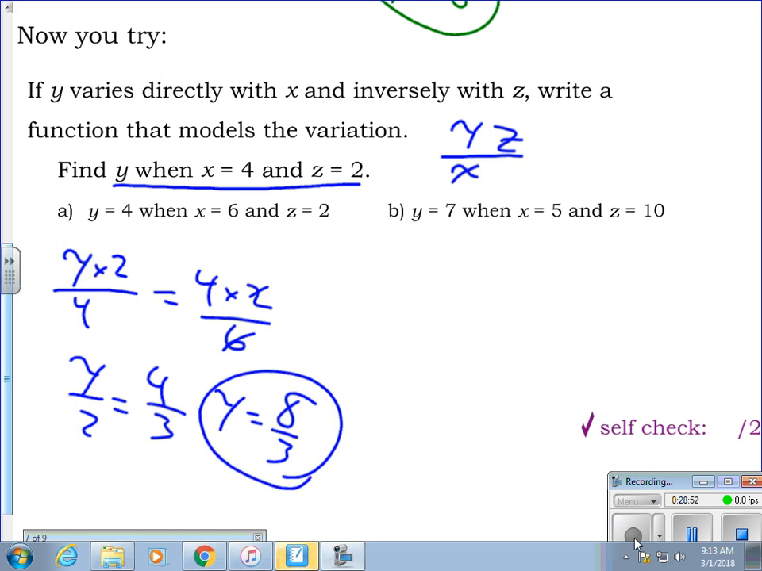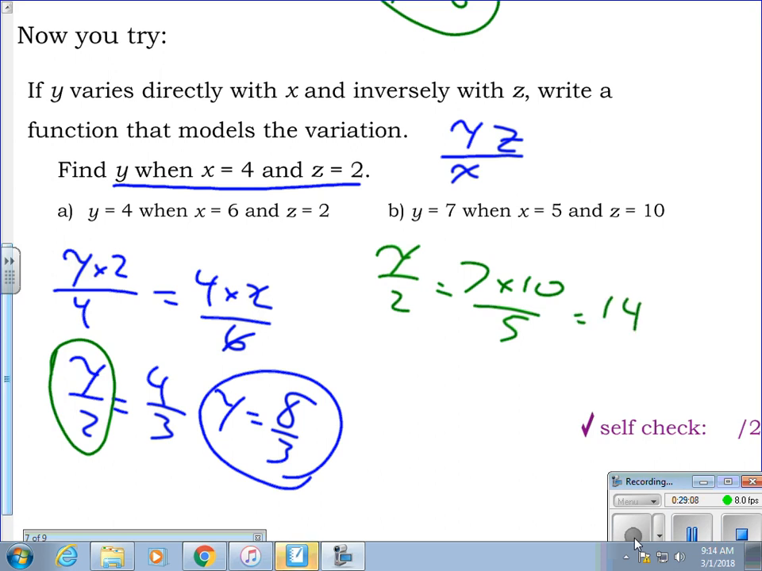Same thing on the other one. I already reduced this to y over 2, the original part, set up. Y over 2 equals 7 times 10 over 5, which reduces, 7 times 10 over 5 is 14. So y over 2 equals 14. Multiply both sides by 2. Y equals 28. Okay.